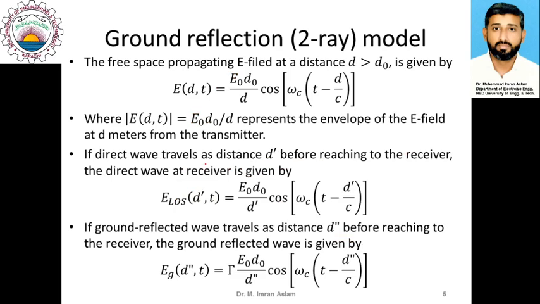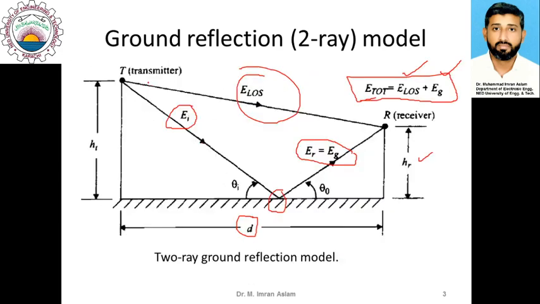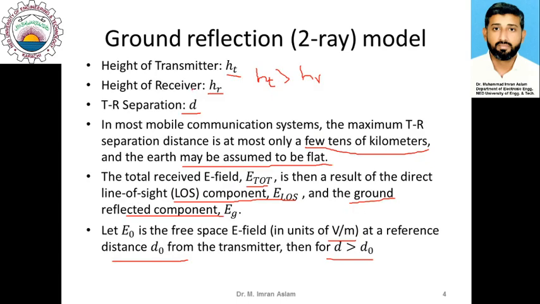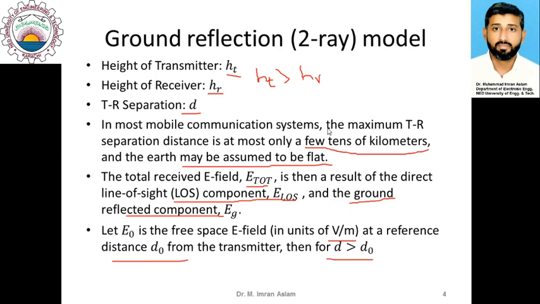So when the wave propagates from the transmitter to the receiver, let's say if we have d naught here, and the wave goes from this point to the receiver, there will be a change in the phase as well as the magnitude. The magnitude of the wave would get reduced, and also there will be a phase difference.